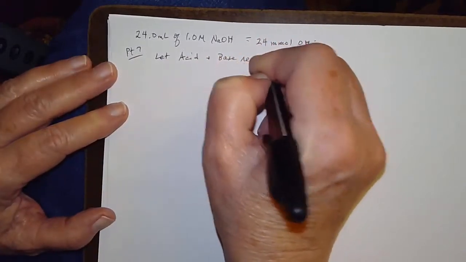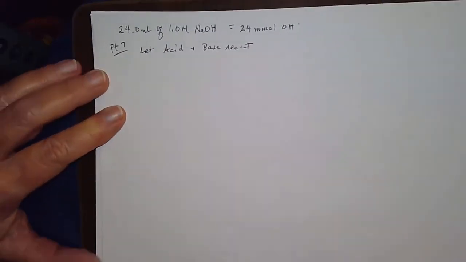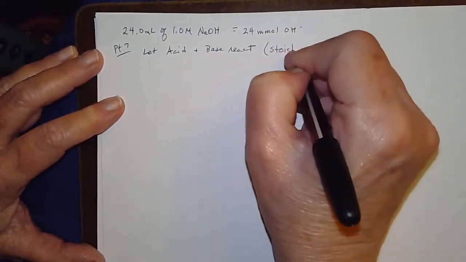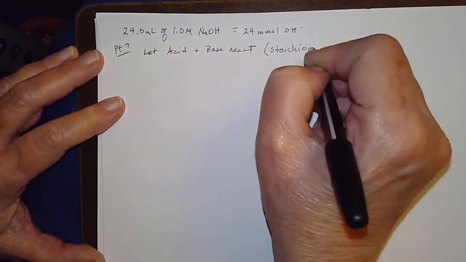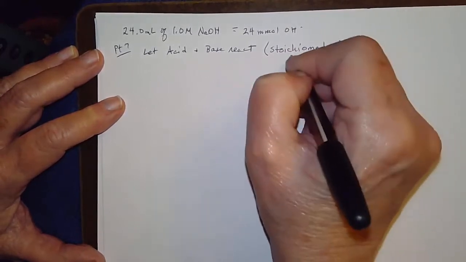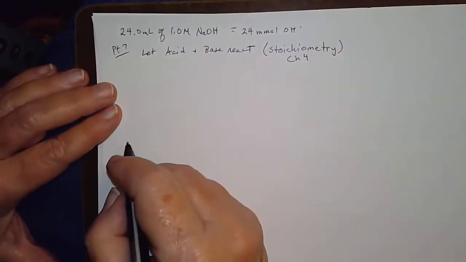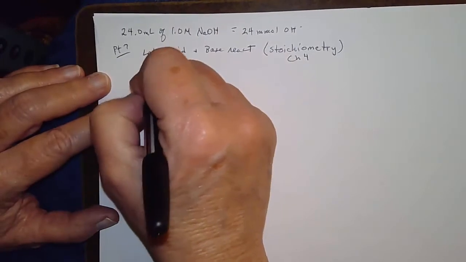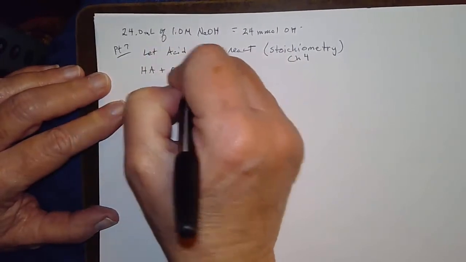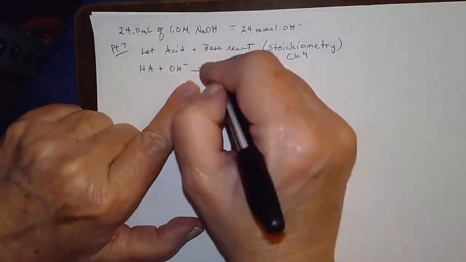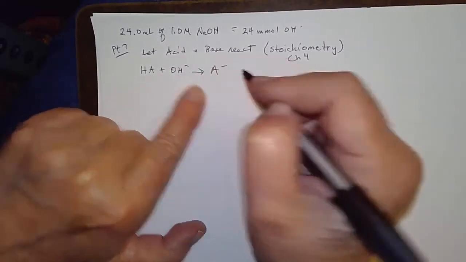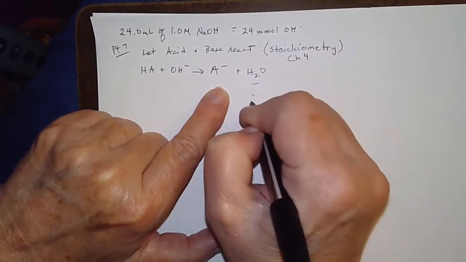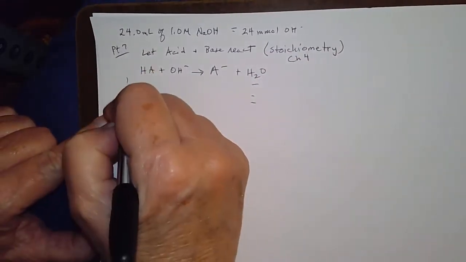Let the acid and base react. This is not equilibrium. This is stoichiometry. Tell yourself stoichiometry, Chapter 4. Okay, and so we are going to take our weak acid and let it react with the strong base, not equilibrium. We form the conjugate base of the weak acid and water, which we could care less about. ICF.